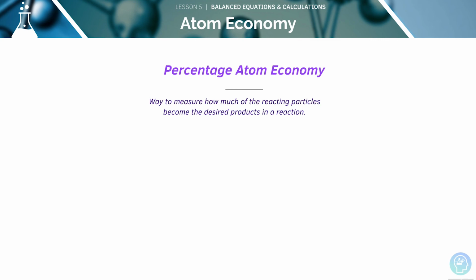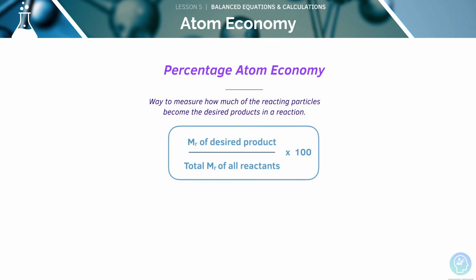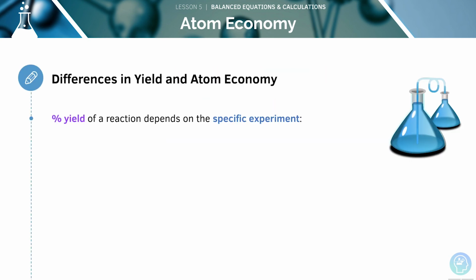The percentage atom economy can be calculated with the following equation. The MR of the desired product divided by the total MR of all the reactants times 100. Again, the units for this equation are quite simple. Make sure you can remember this equation as it crops up quite often in exams.